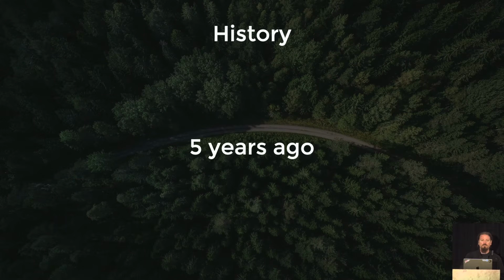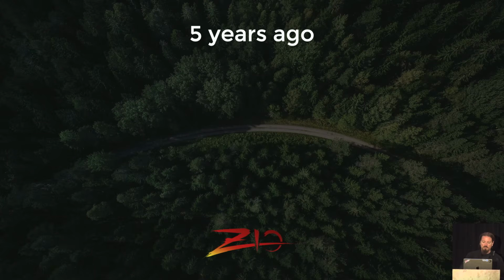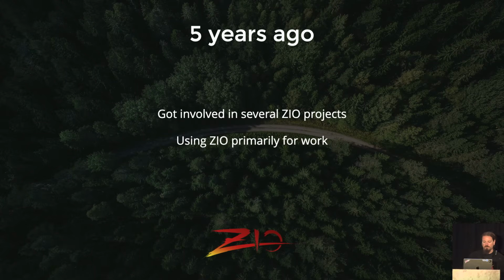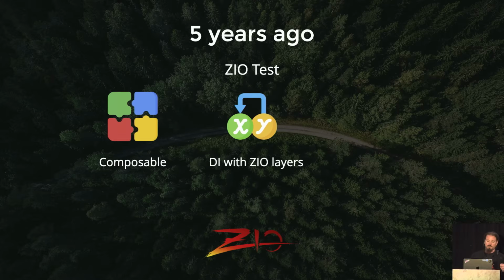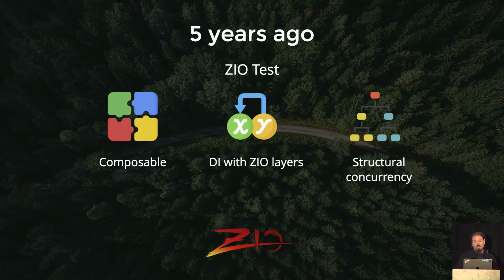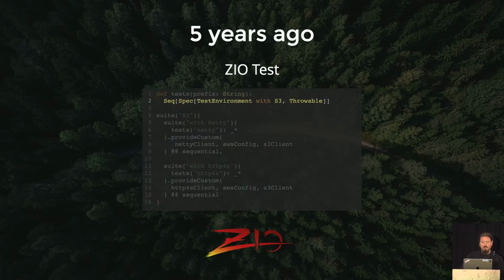And then about 5 years ago, I got involved in several ZIO projects and also started using ZIO primarily for work. So most of my test code was using ZIO Test. And ZIO Test is a really nice library. It's quite composable. It supports injecting dependencies through ZIO's layer feature. And well, it's not ZIO Test property, but ZIO's structured concurrency support really makes it easy to do complex things in this environment. Here's an example of a test from ZIO AWS, a library that I created back then.